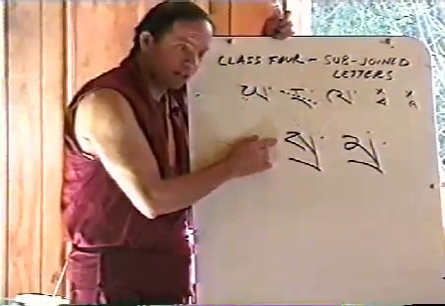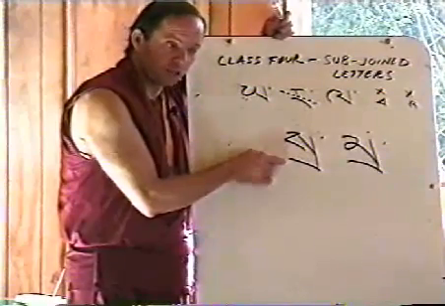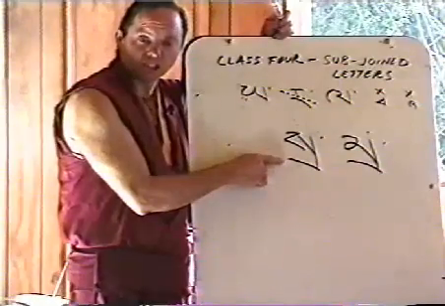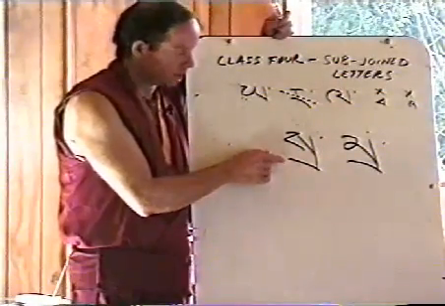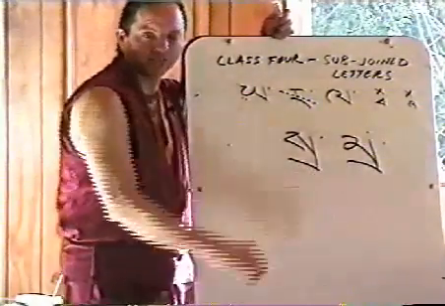Sa without the subjoined ra means earth. Sa with the subjoined ra means hard or solid. And obviously they're related, but they're not spelled the same. Okay? Ma, ratak, ma. Okay?